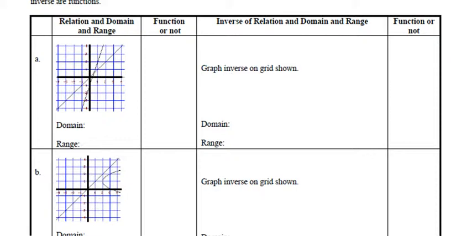Okay, so relation, domain, and range. What's the domain? x is a real number, x belongs to the reals. What's the range? y belongs to the reals. Function or not? Yes, it's a function. Inverse of relation and domain. Graph inverse on grid shown.